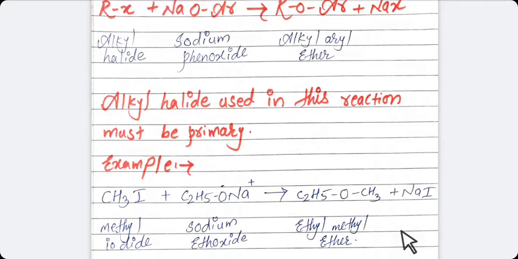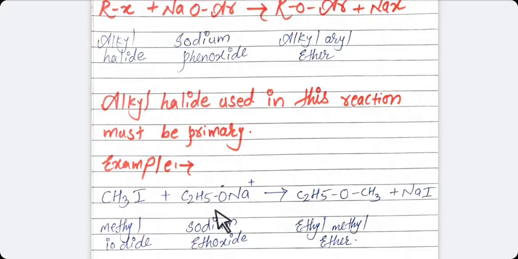Dear students, these reactions follow SN2 mechanism. All of you know what is SN2 mechanism. Ether is formed as a result of backside attack by alkoxide or phenoxide ion on alkyl halide. The alkyl halide used in this reaction must be primary. Always remember students, the alkyl halide which is used in this reaction must be primary.